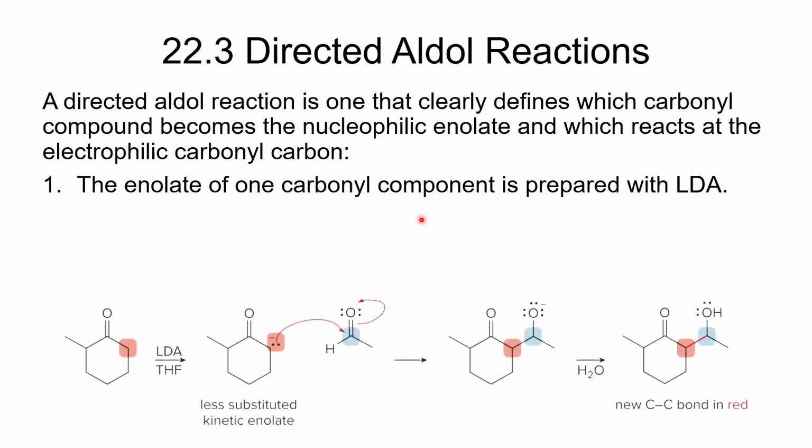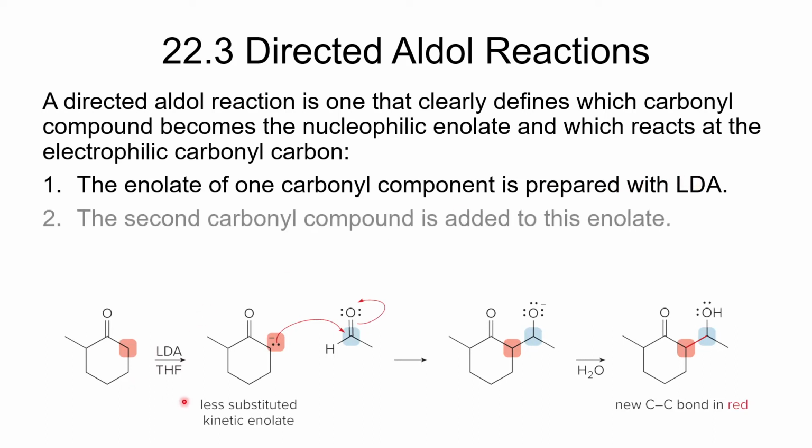to deprotonate selectively. And because the LDA is strong, and if we do this at cold temperatures, we can get the kinetic enolate that is formed. And then we can add our second carbonyl compound after we've formed this enolate. And again, essentially 100% of this will get converted into our kinetic enolate, and then that can add to the carbonyl.